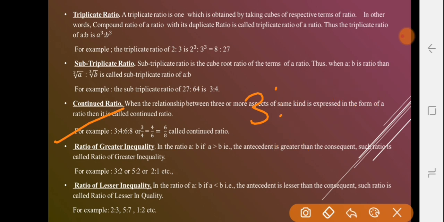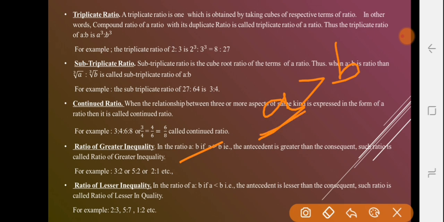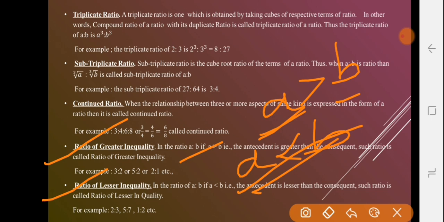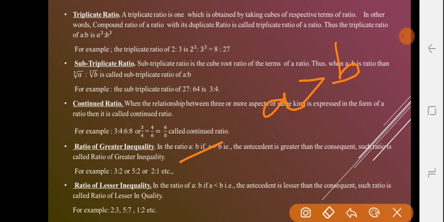Then we have a ratio of greater inequality. If a is to b is a ratio where a is greater than b, that is, the antecedent is always greater than the consequent, such a ratio is termed a ratio of greater inequality. When it comes to a ratio of lesser inequality, the antecedent is less than the consequent, where a is less than b, and such ratios are termed ratios of lesser inequality. So this is all with respect to ratios.